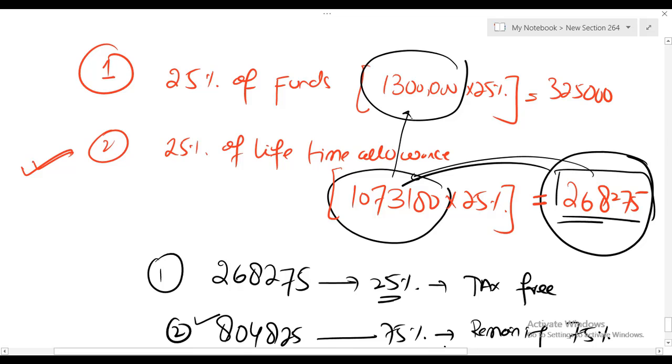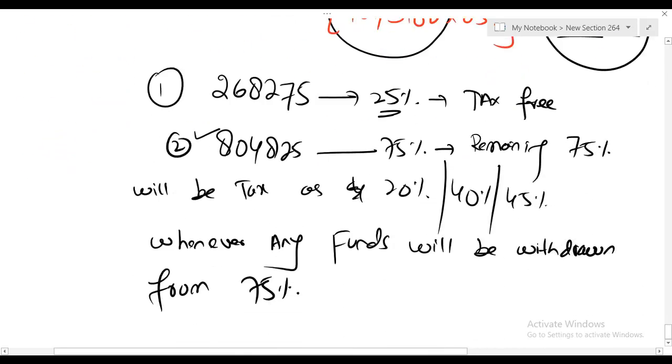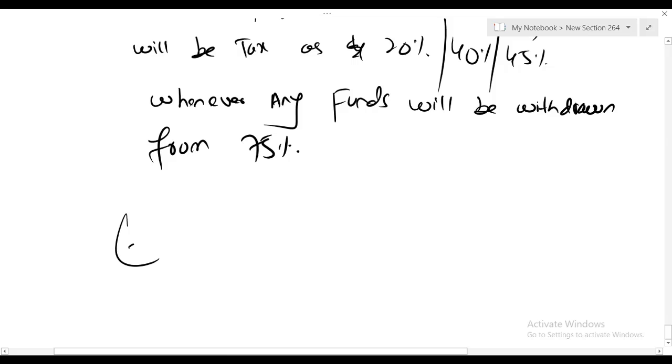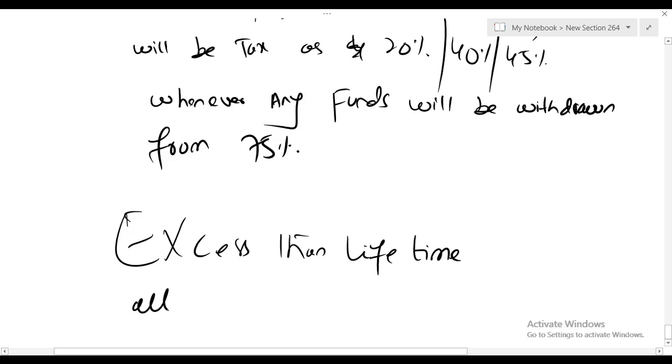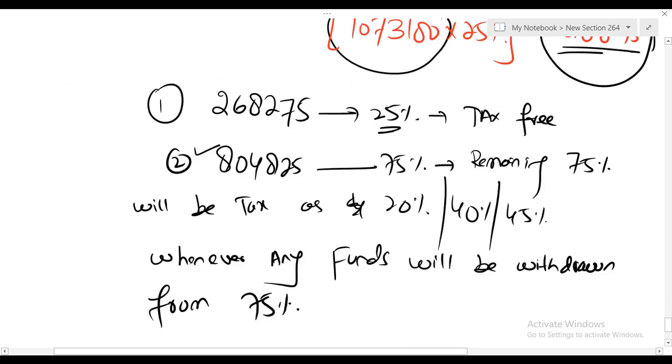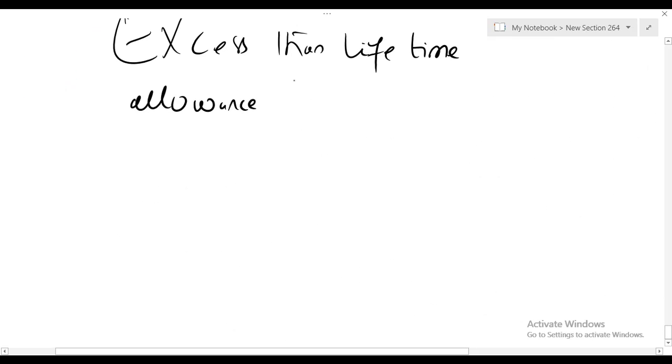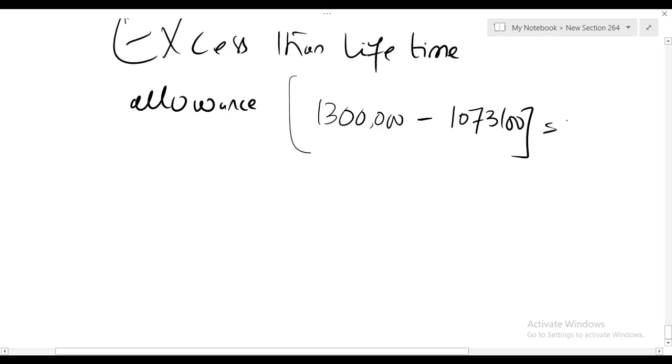So let me first show you the excess amount. Let us see how much we have in excess as compared to the lifetime allowance. From 1.3 million, which is the available funds, I'll deduct the lifetime allowance. So here comes the excess amount.